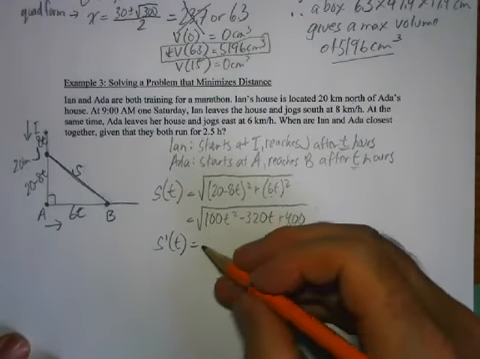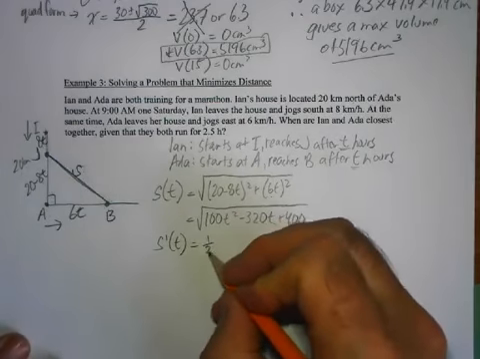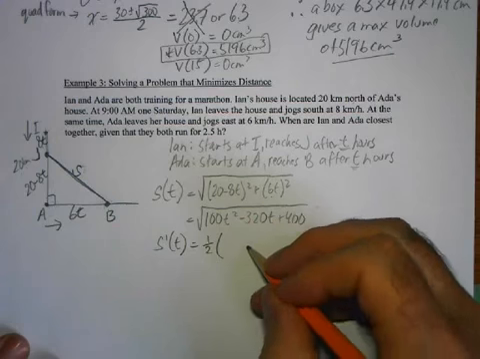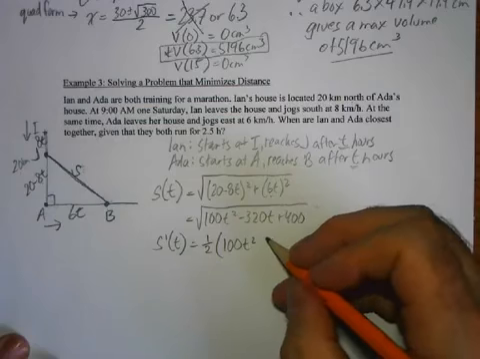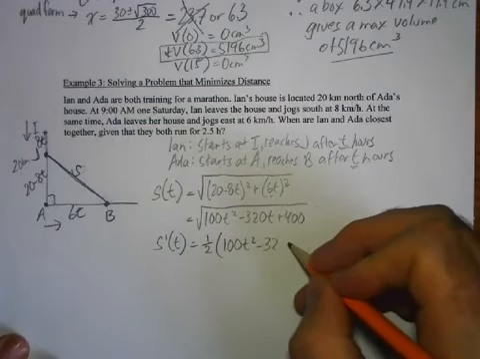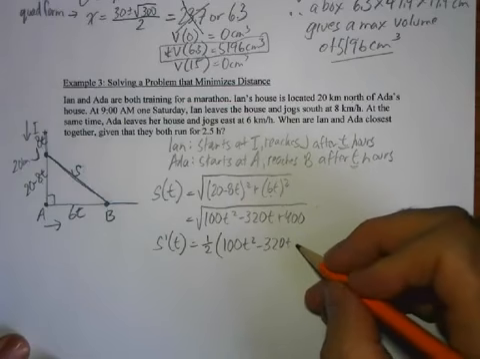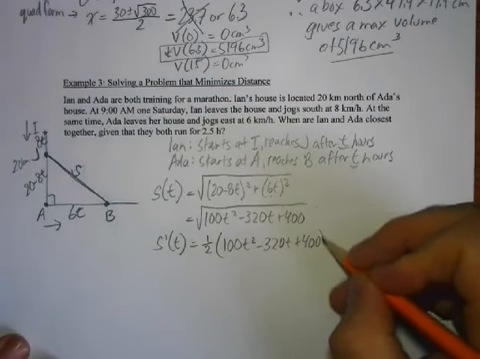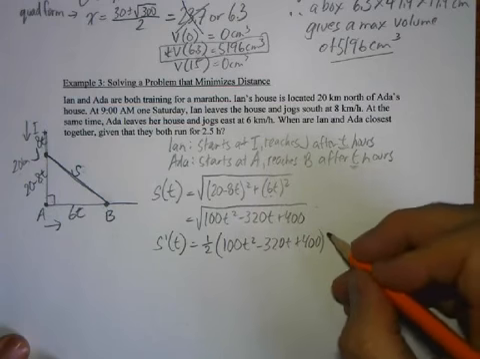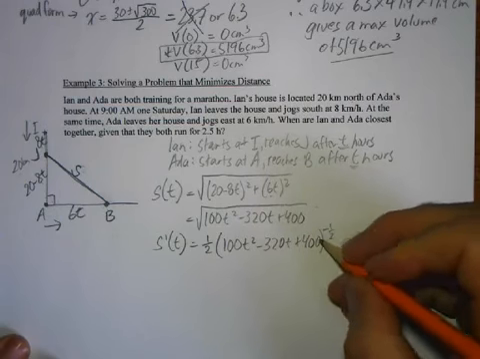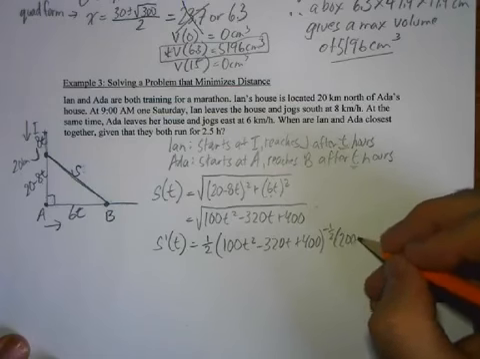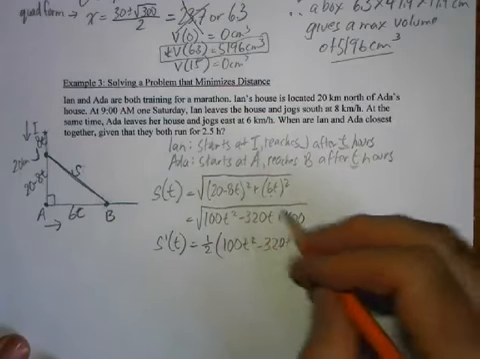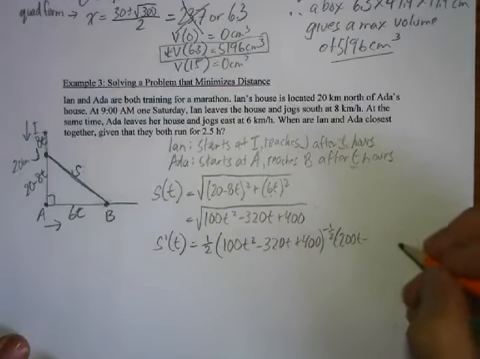When we take the derivative, we get 1/2 times (100t squared minus 320t plus 400). We'll do a couple steps here just to show you what we're doing. Remember, we reduce the power by 1, so that becomes -1/2. And then times 200t minus 320, the derivative of the inside function.